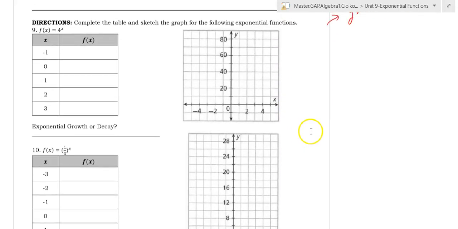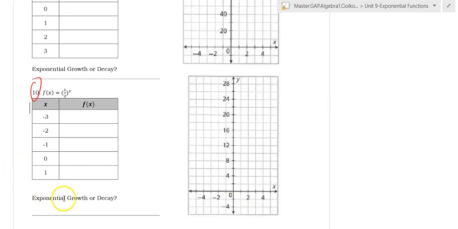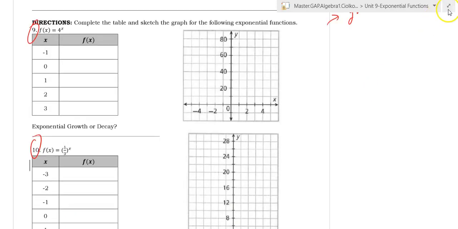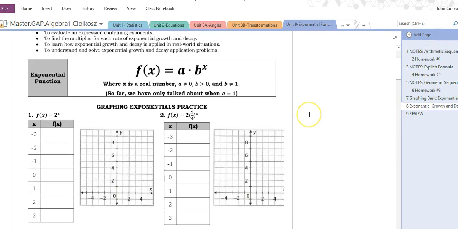What I want you guys to go ahead and complete now, as far as your practice goes here, I want to be 9 and 10, and you're going to identify whether it's growth or decay. And for our last bit of this unit, we're going to go to number 8. So here we have an A out front. I'm going to give you a hint, this one's going to go pretty quickly because it's essentially the exact same thing.